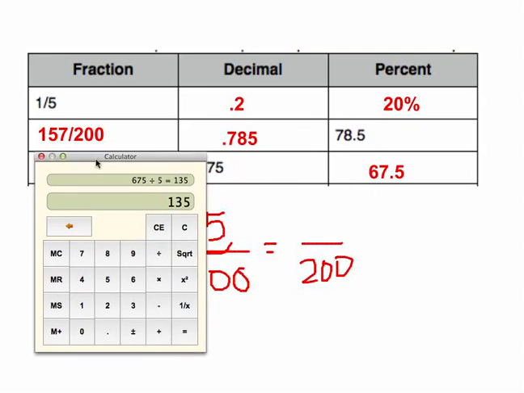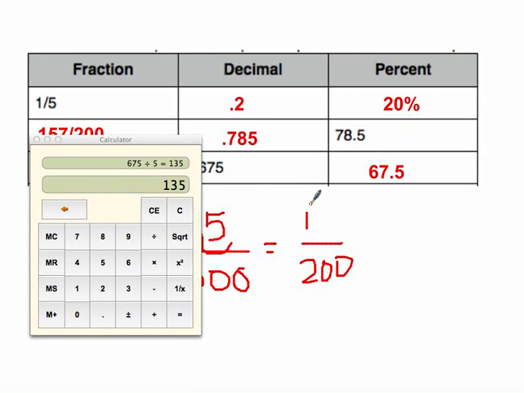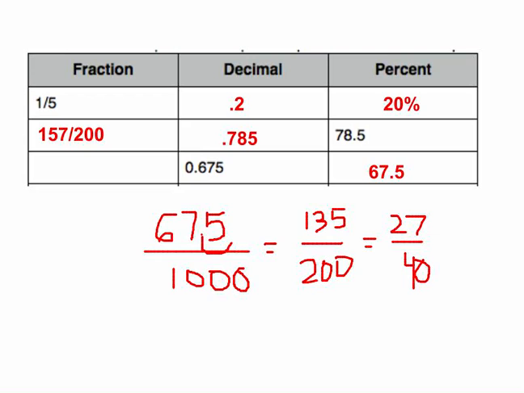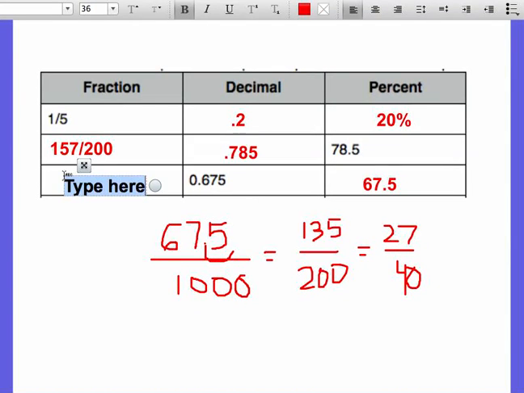is 135. Now in this case, you'll also notice, wait a minute, we can still divide each side by 5 again. So now we have 27. Let's see, 200 divided by 5. If you know 20 divided by 5, then 200 divided by 5 should also be simple, and that's 40. And we can't reduce that anymore. So we would call this 27/40.